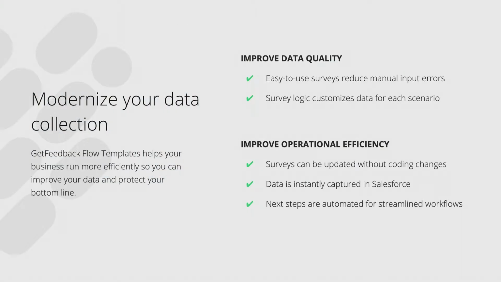So how do we modernize our data collection? Obviously, these flow templates are going to allow us to do that because, again, it's reducing that manual data entry, and it's allowing for more clicks, more selections. You can use pictures, you can use icons, things of that nature to identify a specific type of data that you want to be inputted into your org or integrated into your org. And you can run more efficiently with this type of program and improve the quality of your data.